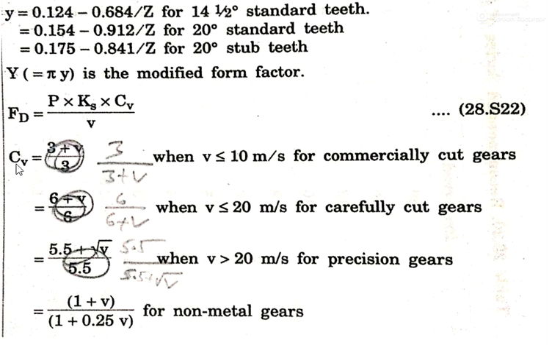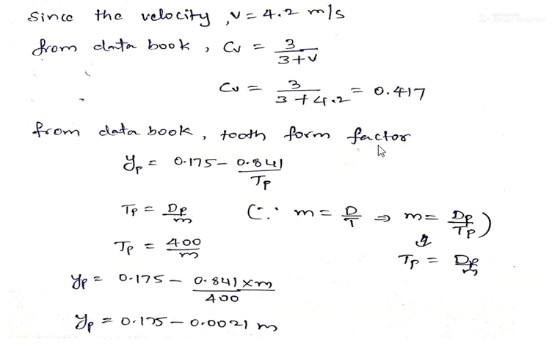So the CV value we have to take as 3 by 3 plus V, not 3 plus V by 3. Note this correction. First, 3 by 3 plus V we have to take for CV, and when you substitute the V value and simplify, you get CV as 0.417. Also we require this tooth form factor Y value.